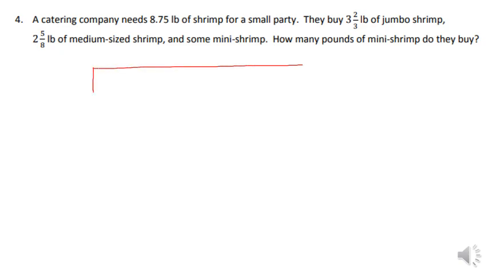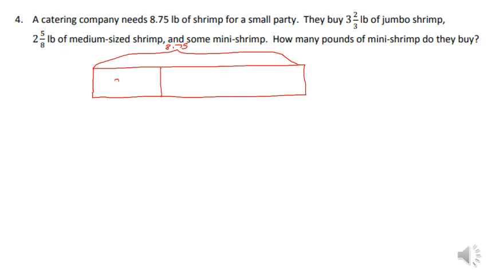Okay, let's look at a tape diagram. And it says needs 8.75 shrimp for a party. So this is 8.75 right here. Now they said they had 3 2/3, and this was jumbo. Then here they have 2 5/8. This is medium.